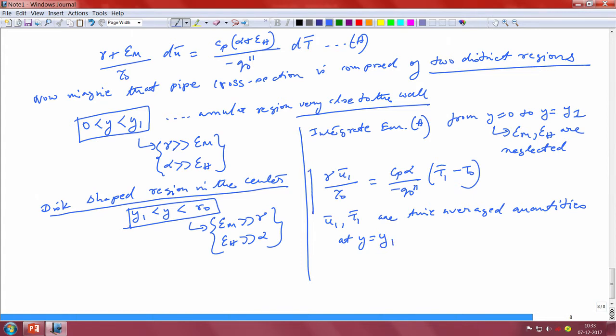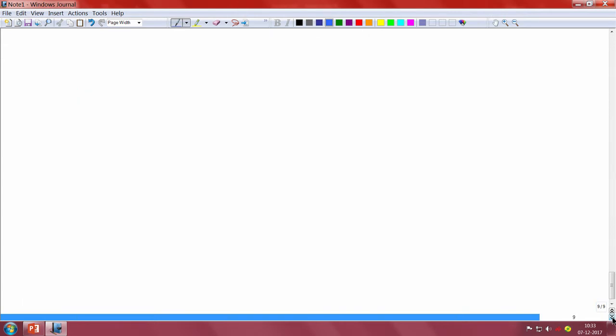So, this is the first expression that you get when you integrate equation A from y equal to 0 to y equal to y1, where epsilon m and epsilon m h are neglected. Therefore, these are the time averaged quantities of the same variables, u and T at y equal to y1. So, this is the first expression that you get from the near wall integration.